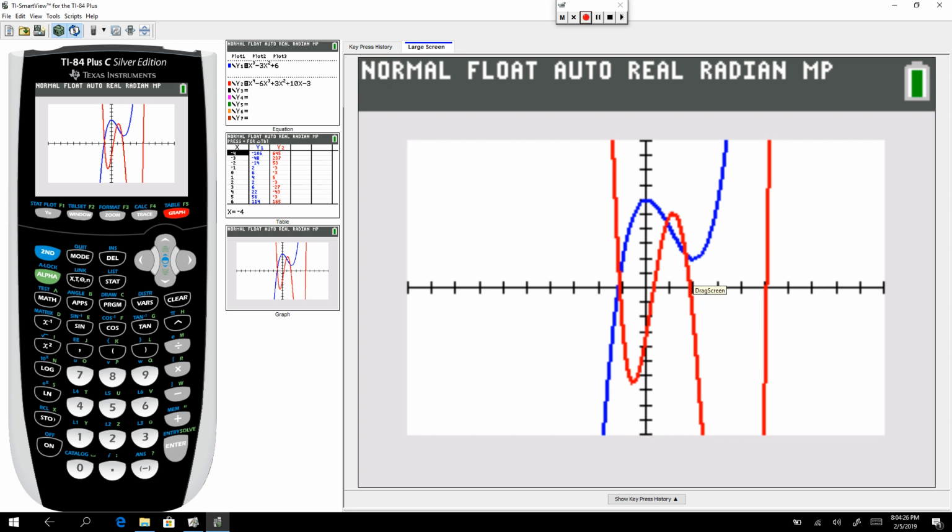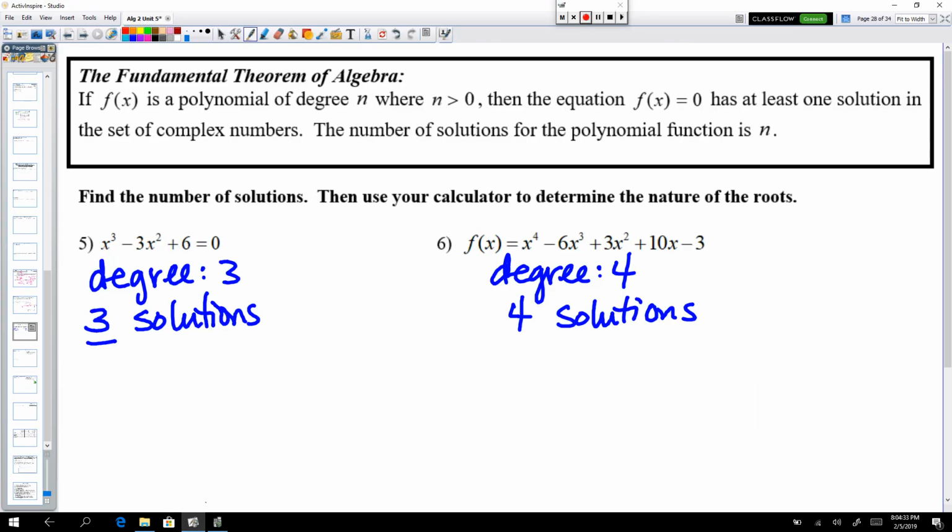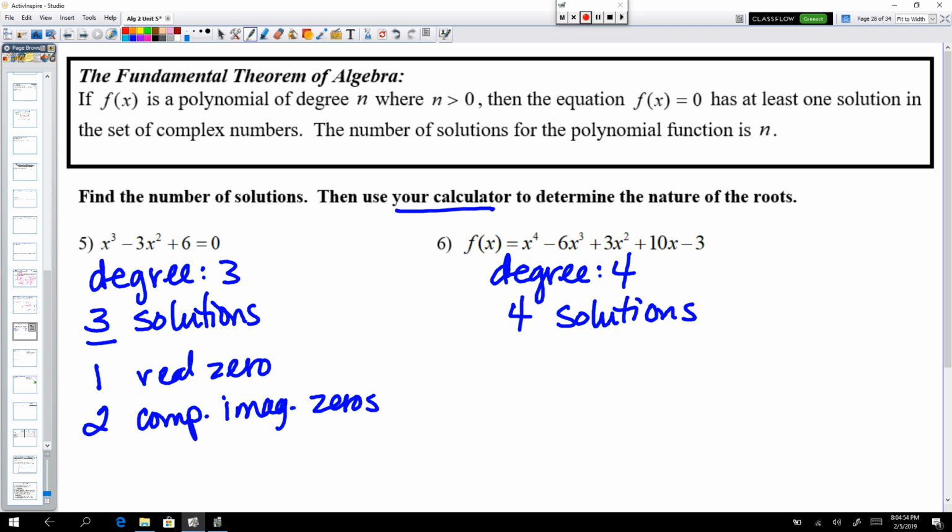Okay, so that's how we use our graph on our graphing calculator to determine the nature of our roots. So we'll go back and declare that 1 real 0, sometimes we can list where that real 0 is. We can go look at the x-axis and tell you where it is. And then the other 2 are complex imaginary zeros. Okay, and that's how we used our graphing calculator to determine the nature of the roots.